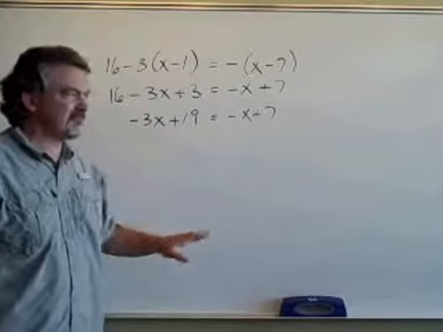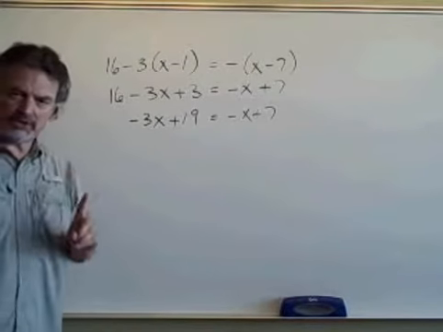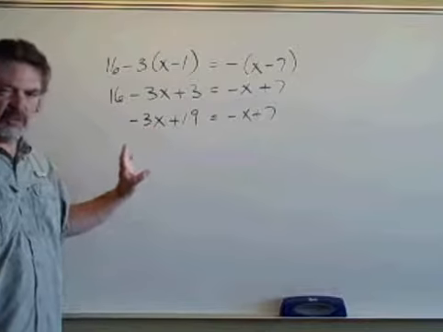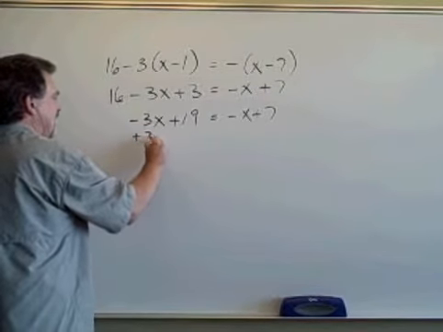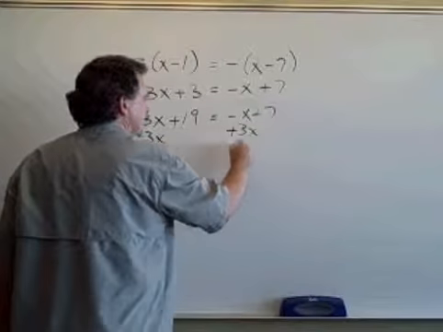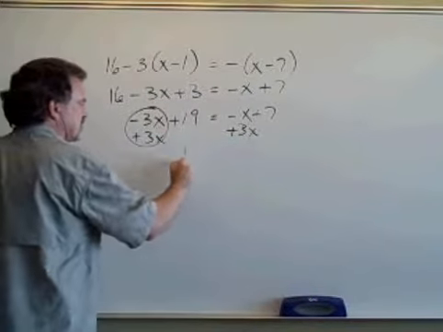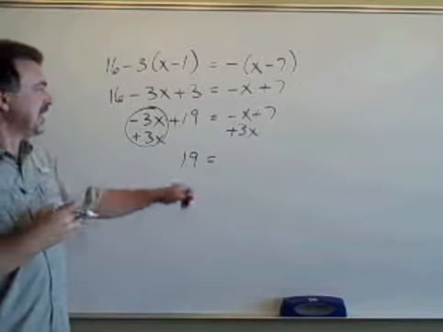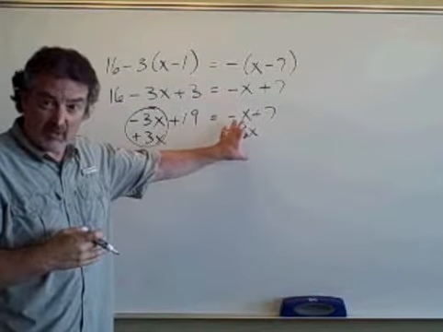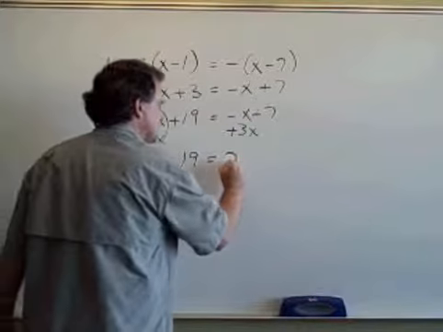Now, the variables on both sides. I only want the variable in one term, so I'm going to make one of those variable terms disappear. I'm going to make this term disappear by adding 3x to both sides. That disappears into 0, just leaving us 19 in the left-hand expression. And negative x, that's negative 1x, plus 3x is 2x.